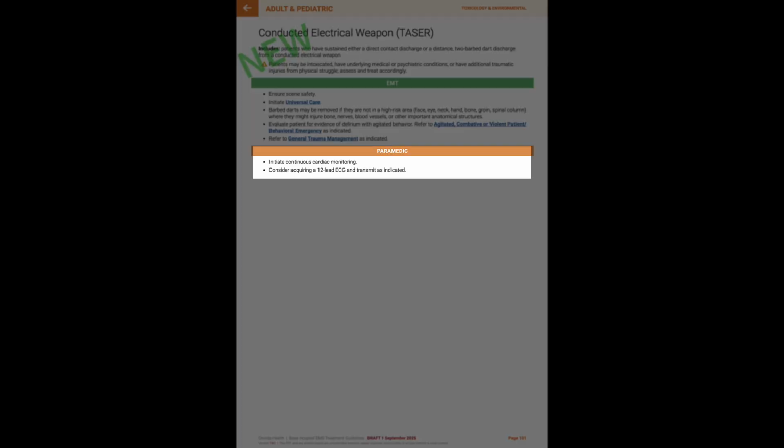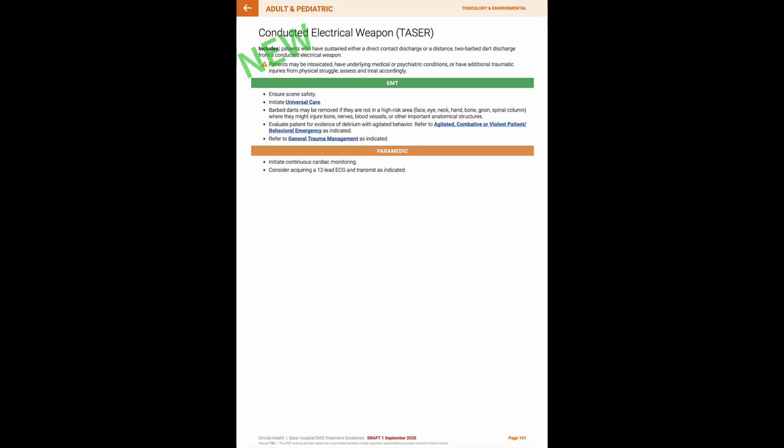For paramedics, the additional steps are limited but important. Initiate continuous cardiac monitoring and consider a 12-lead ECG. This is especially important for patients who are altered, agitated, or have underlying cardiac risk factors. In most cases, taser exposure itself is not dangerous, but the surrounding circumstances, including intoxication, trauma, or agitation, can definitely introduce significant medical risk. This guideline helps structure that assessment while reinforcing safe dart removal and symptom monitoring.